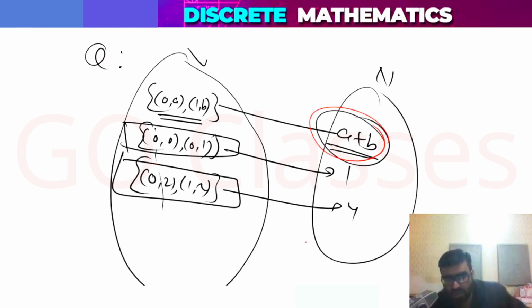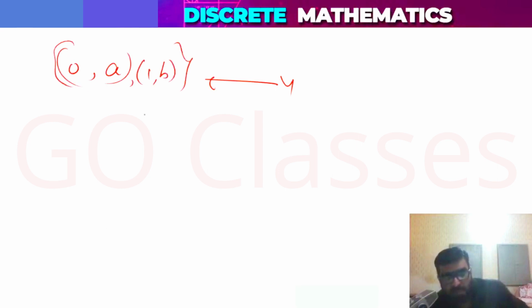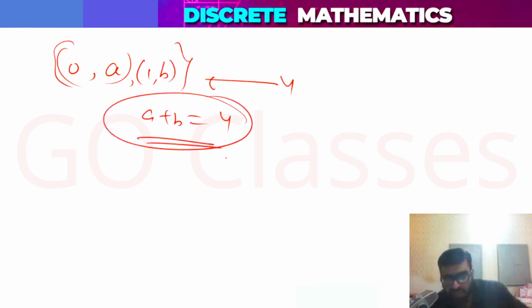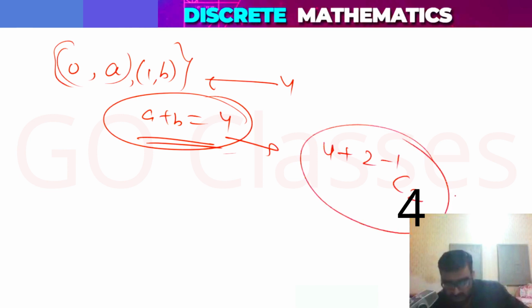Because for example, if you have 4, what are the elements you can assign to this 4? You can assign those elements where a plus b is equal to 4. So you just need to find the number of non-negative integer solutions of this equation. That is equal to (4 + 2 - 1) C 2, that is, (n + r - 1) C r. Again, these non-negative integer solutions you can find.